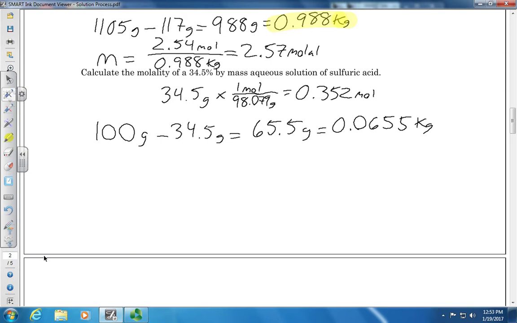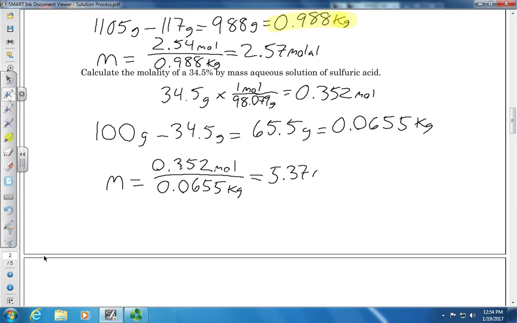Now, we just simply plug it into our molality formula, where the moles of the solute, 0.352 moles over the mass of the solvent in kilograms, 0.0655 kilograms. Once you've divided that up and gotten your quotient, you end up having 5.37 molal, or moles per kilogram.